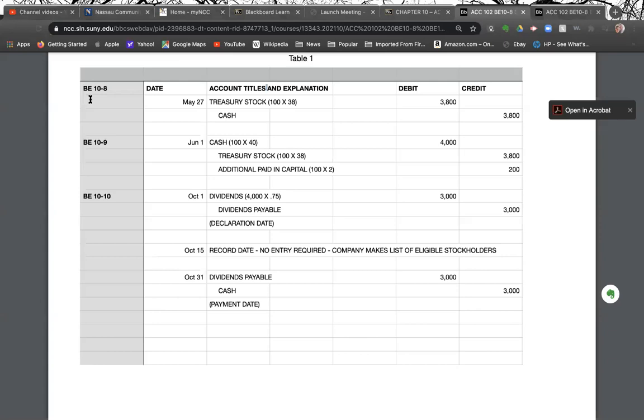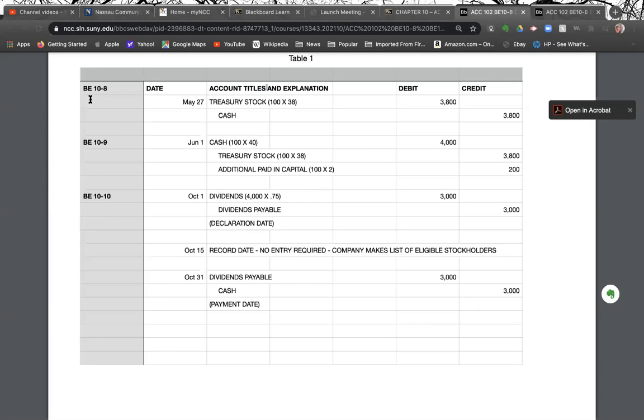Debit treasury stock, credit cash. The cost of the treasury stock account is $38 a share now. So if later we want to sell some of that stock, $38 a share is the baseline, right? That is how much we paid for that stock. We will debit or credit that account for $38, which takes us to the next exercise, number 9, brief exercise 9.